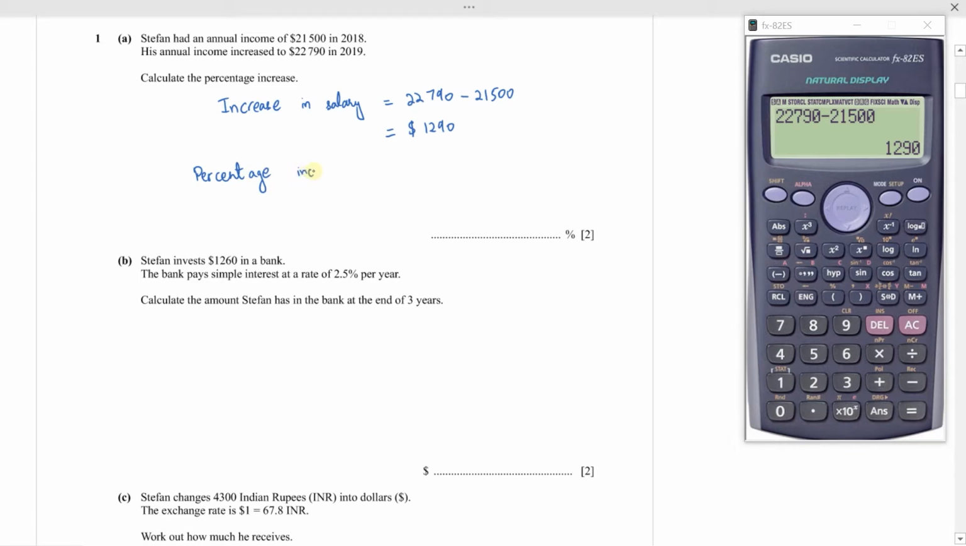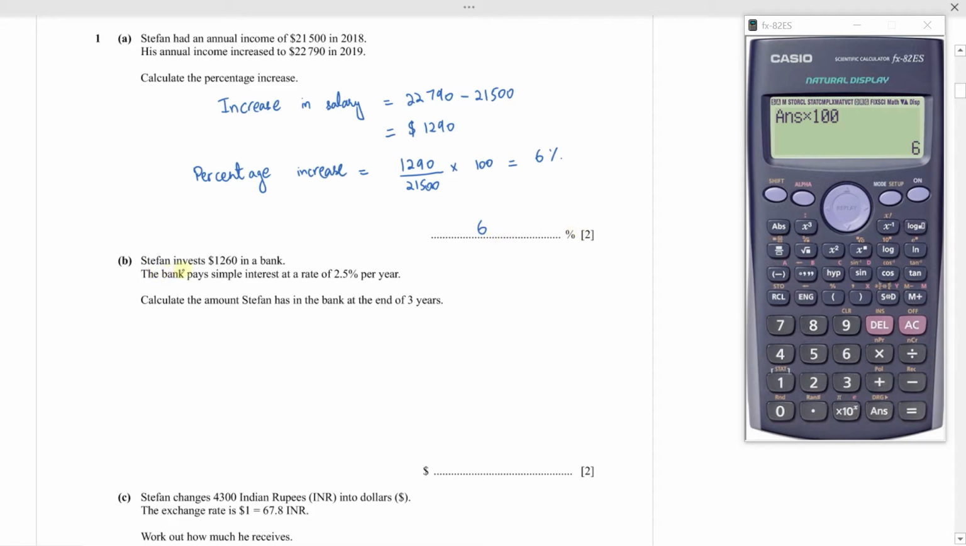percentage increase equals the increase in salary, which is 1,290, divided by the initial salary in 2018, which was 21,500, and then multiplied by 100. So 1290 divided by 21,500 multiplied by 100. So this is 6%. So the percentage increase in salary is 6%.